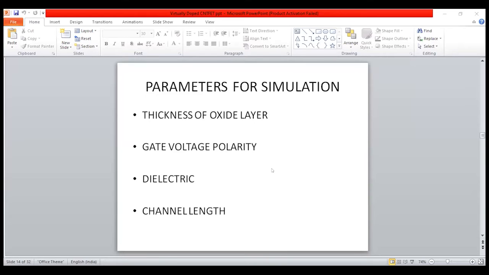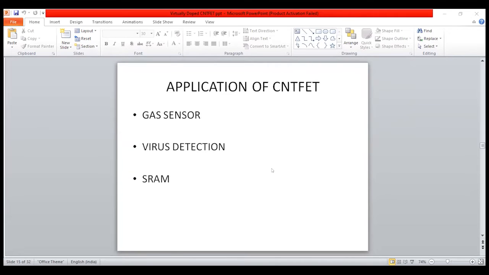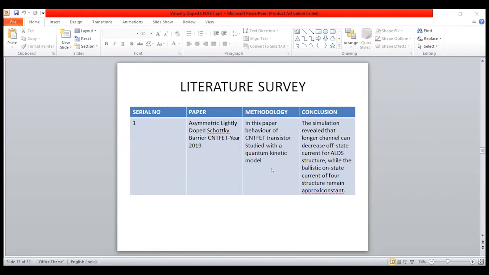Parameters that are required for simulations are thickness of oxide layer, gate voltage polarity, dielectric, channel length, ion-off ratios, and subthreshold swings. The applications of CNTFETs cover gas sensors and biological detection, and they are used to make SRAMs. And these are the research papers that I went through.